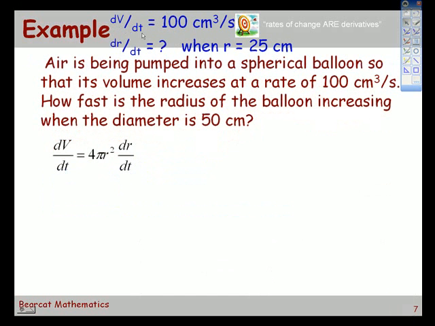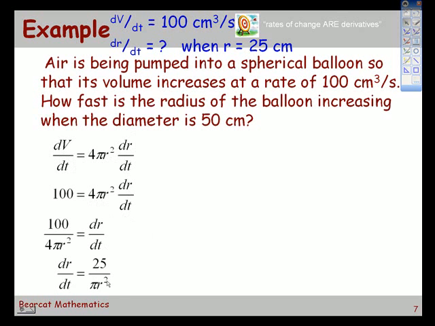Our given was dV/dt is 100 cubic centimeters per second. We're trying to find dr/dt when r is 25. Well, dr/dt is here, and we just need to isolate it and get rid of any other variables, replacing anything we can. dV/dt we know is 100, so let's go ahead and do that now. And let's go ahead and isolate dr/dt. We can divide both sides by the 4 pi r squared and reduce.